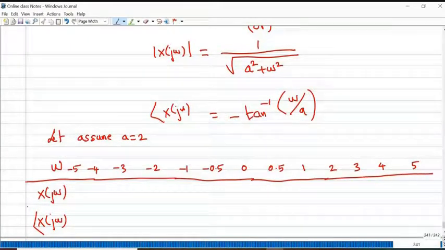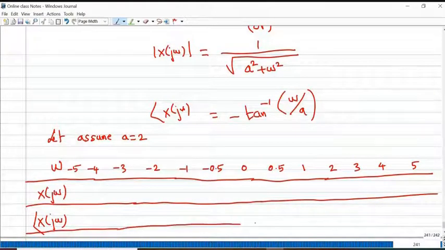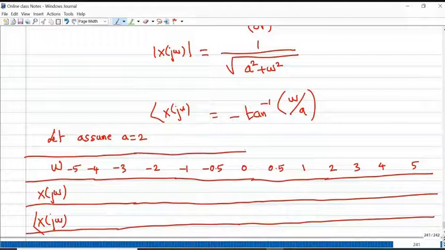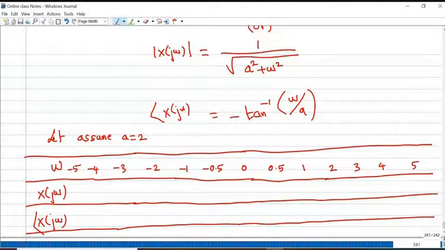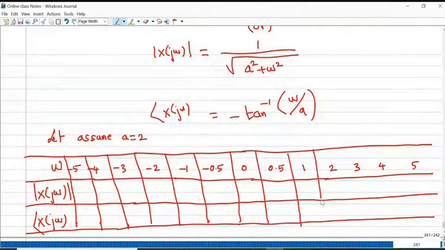There are some standard signals available. So if you know the shape of the spectrum of a particular signal, you can directly draw it, no issue. But I'll explain how to draw the magnitude response and phase response, first with the help of the calculator. So we have to find modulus of X(j omega) and angle of X(j omega). Minimum 10 points: center point 0, right side 5 values, left side 5 values.